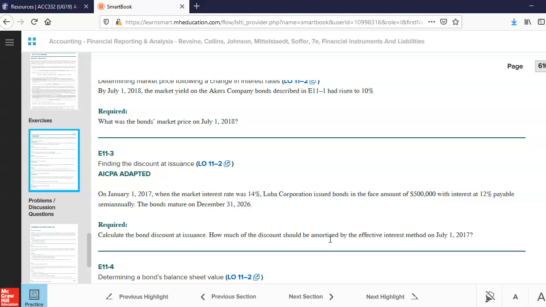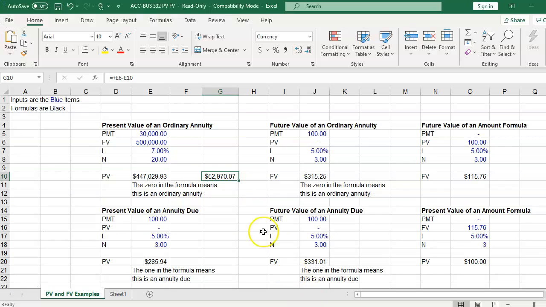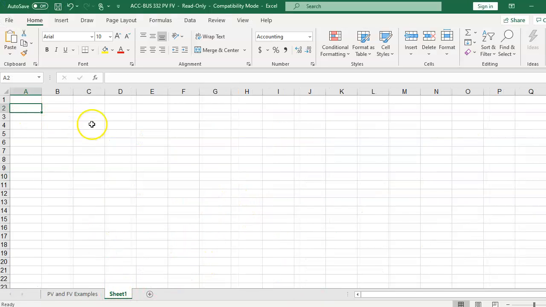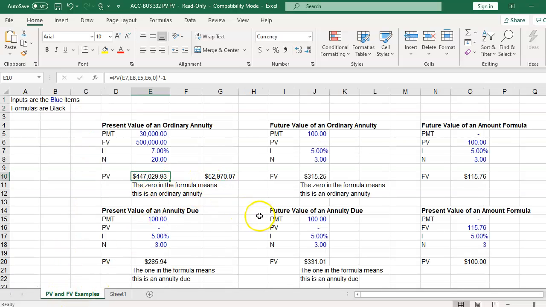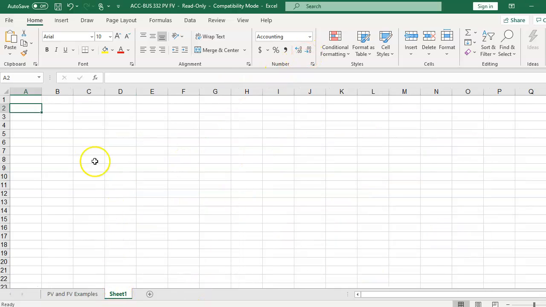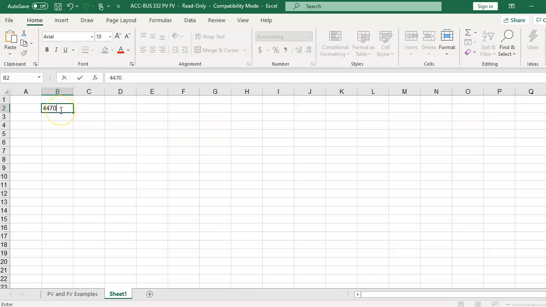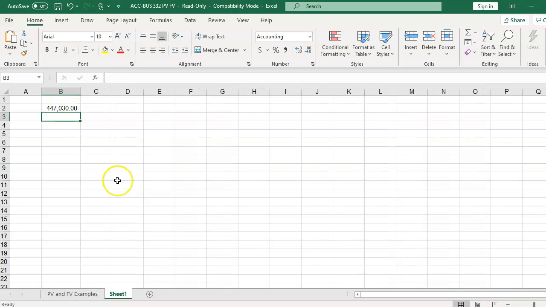And so to do that, remember, we've got two different interest rates that we're playing with here. We've got the market rate of 14. We've got the stated rate of 12. Okay, so let's go back and do that on the next tab here. We're going to take this amount, the 447. I'm going to round that just to say 447,030.